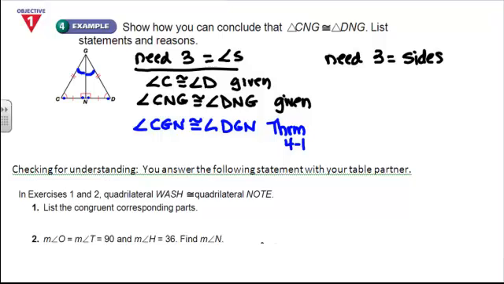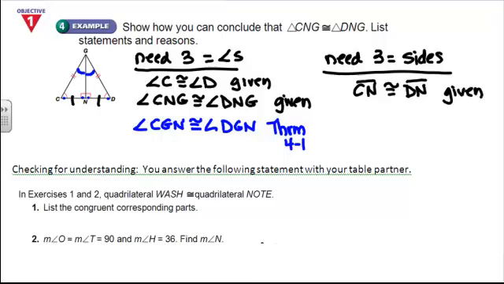All right, let's talk about the sides. What do I know about my sides? I know that there's one arc mark here and one arc mark here. So I know that CN for sure is congruent to DN because it's given in the marks. I have two arc marks here and two arc marks here. So I know that CG for sure is congruent to DG because it's also given in the marks.